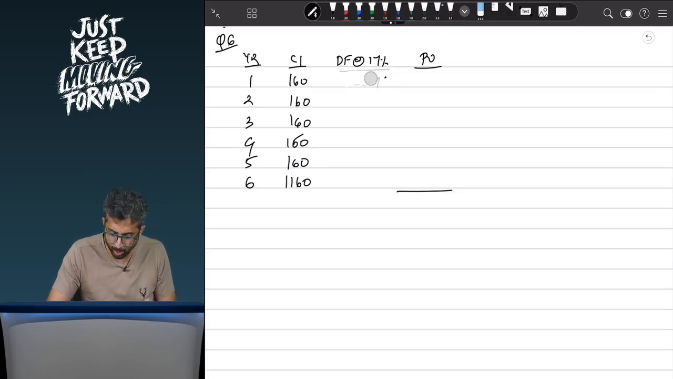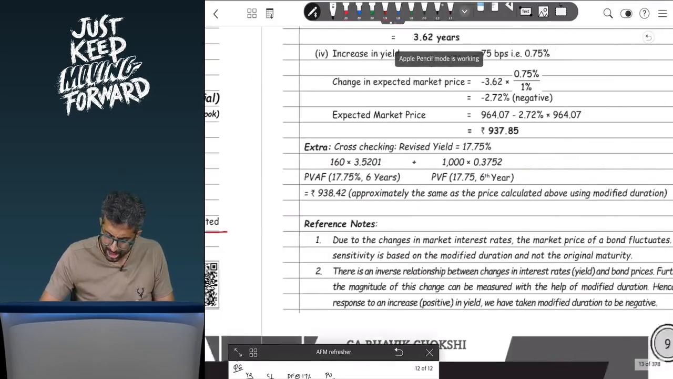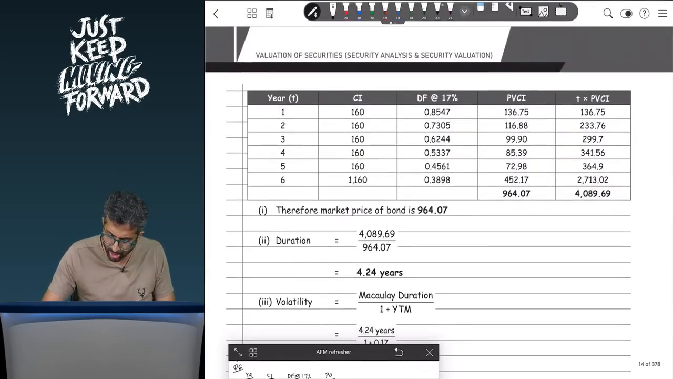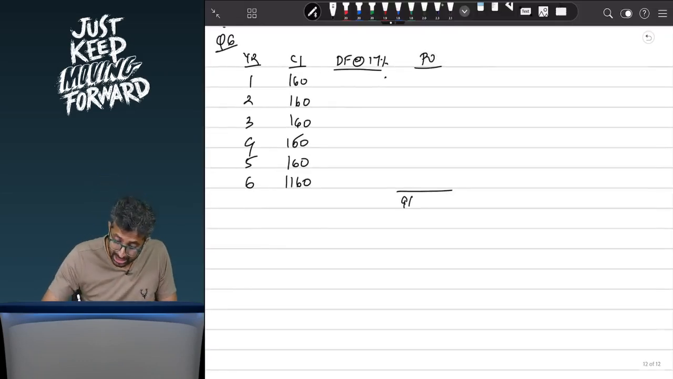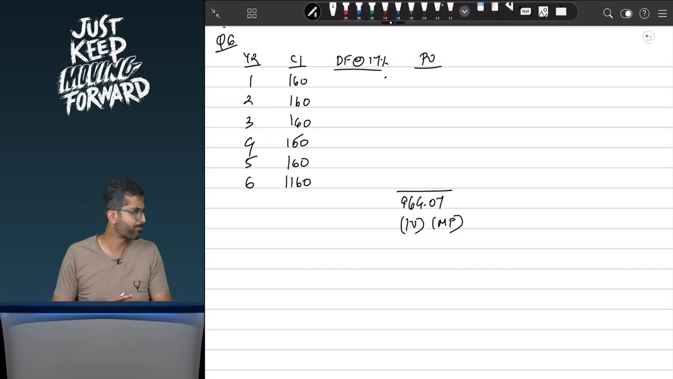So basically, I hope you are clear. This is your regular calculation. You would have done this multiple times. So over here, we will just look at the table. These are the discount factors at 17%. You will find the present value, and this comes to 964.07. So this is just a calculative process, comes to 964.07. This is actually intrinsic value. However, if nothing is available, this intrinsic value will also be called the market price. So this will be the market price.